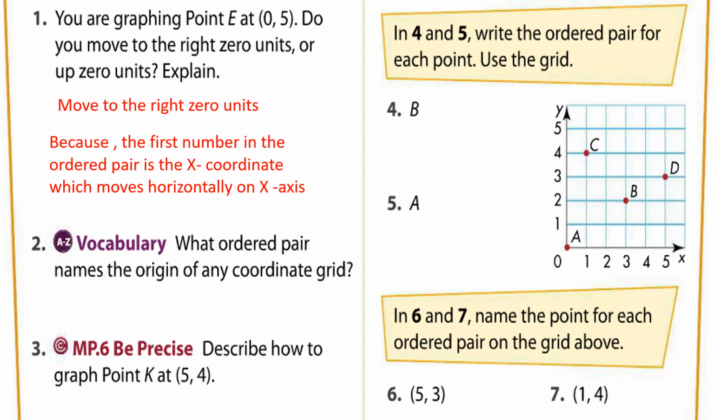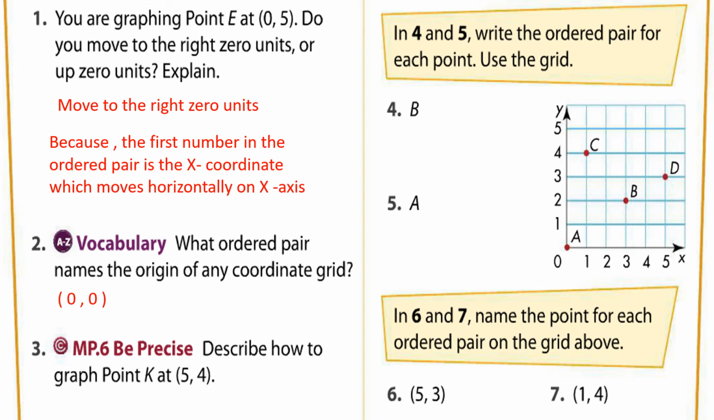The second question: what ordered pair names the origin of any coordinate grid? As I said to you, the x-axis and y-axis meet in a point, or intersect in a point, which is called the origin point, and that point is 0 and 0. The origin point is 0 for the x coordinate and 0 also for the y coordinate, so the point will be written as 0 and 0.